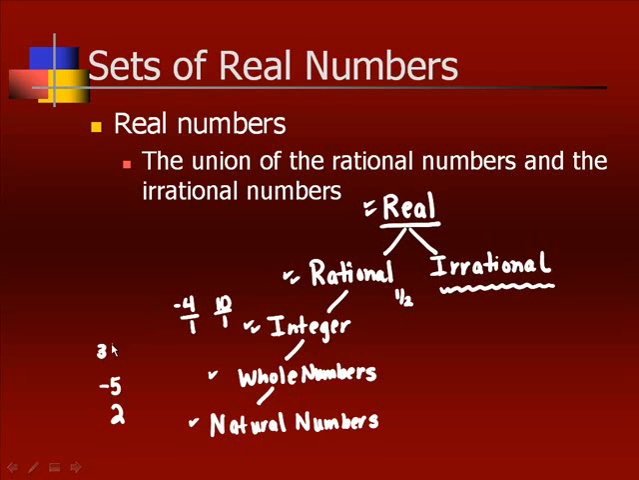Whereas if we had a fraction like 3/5, it's not natural, it's not a whole, it's not an integer, it's a rational, which means it's a rational and it's a real. Or if we had some ugly one like the square root of 2, it's none of those, so it's not rational, therefore it is irrational.